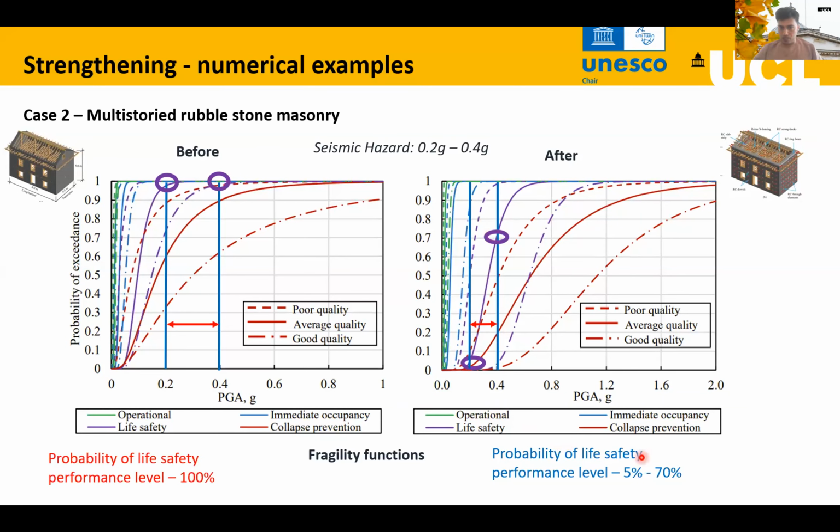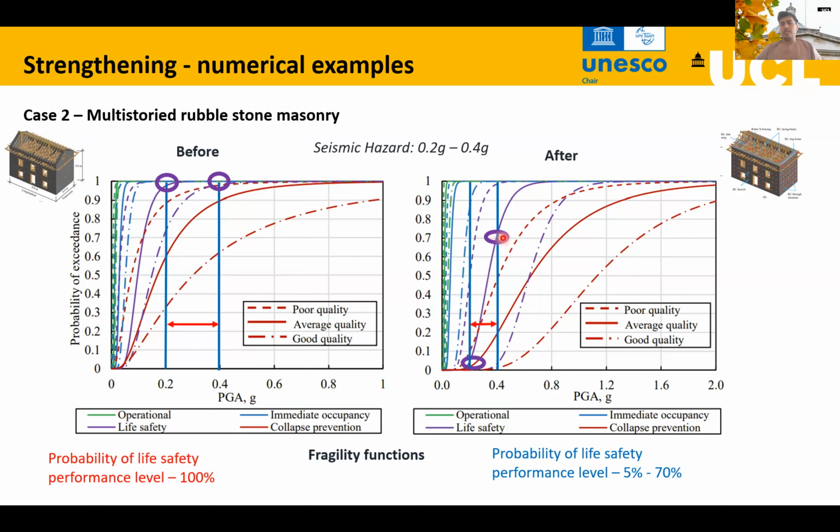So here, up to the highest level of PGA range, let's say 0.4, we cannot confirm it performs within life safety. But in the lower PGA range, depending on the reasons, we can see this is about 40-50%. So we can see in this range, it can perform satisfactorily.